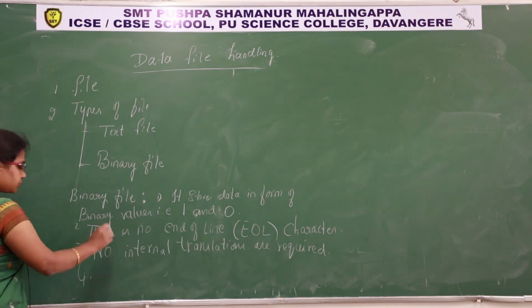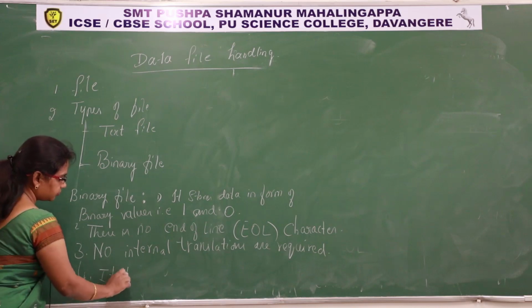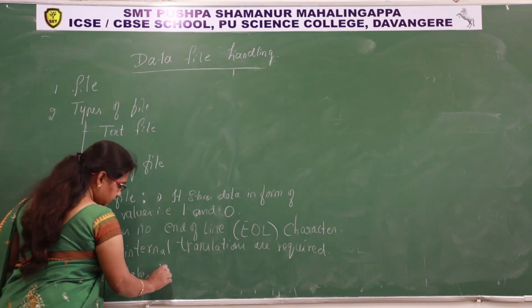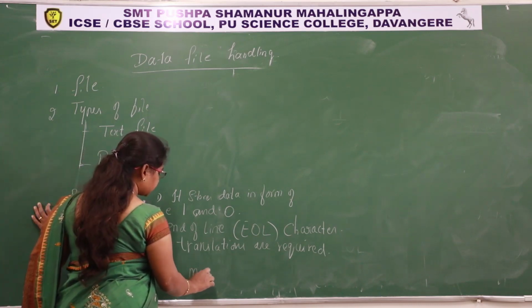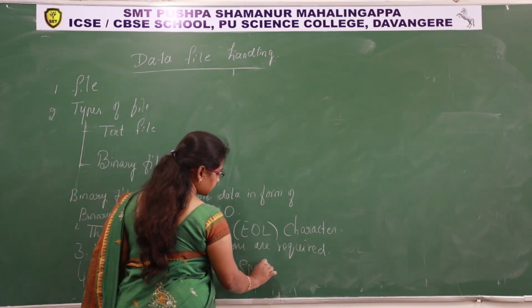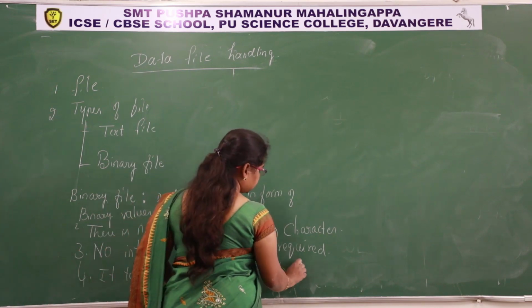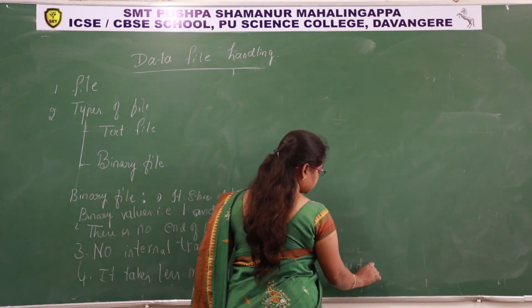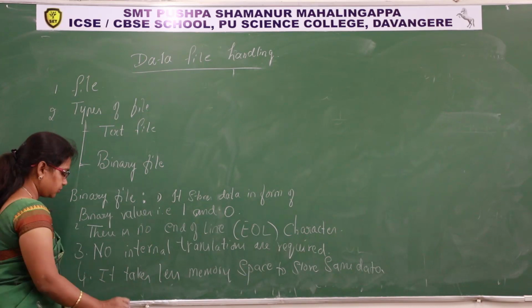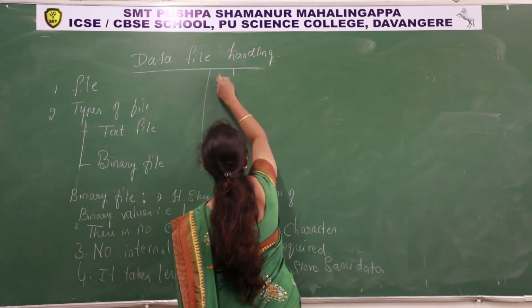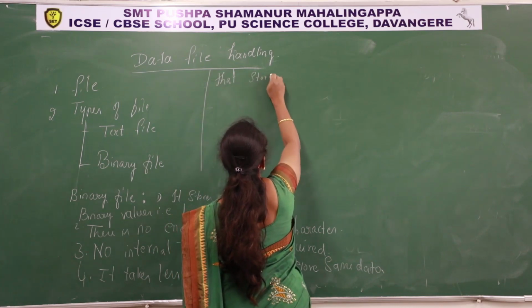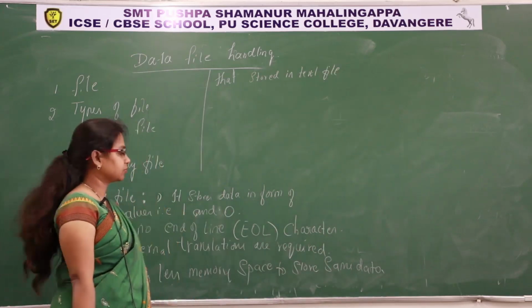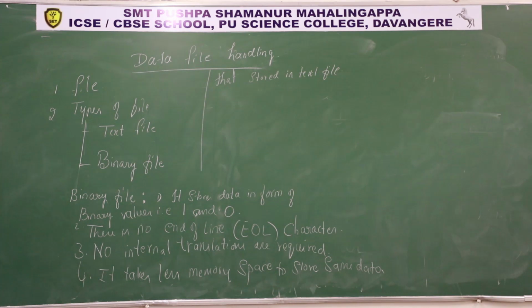Next, it takes less memory space to store the same data that we stored in the text file. Then here also it has an end of line character.